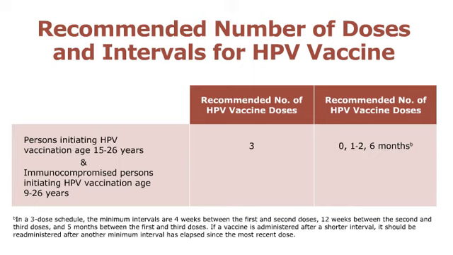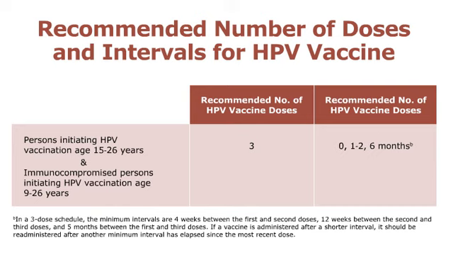In a 3-dose schedule of HPV vaccine, the minimum intervals are 4 weeks between the first and second doses, 12 weeks between the second and third doses, and 5 months between the first and third doses.